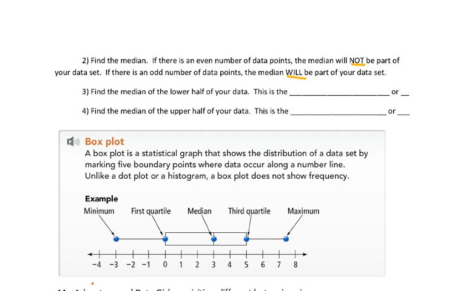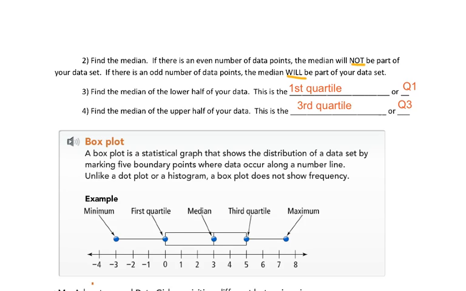The third step is to find the median of the lower half of your data, and this is called the first quartile, or Q1. And then you have this upper half of your data, so you find the middle number of the upper half, and that is called the third quartile, or Q3.